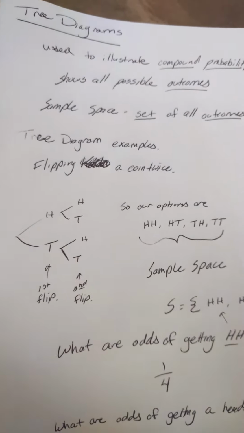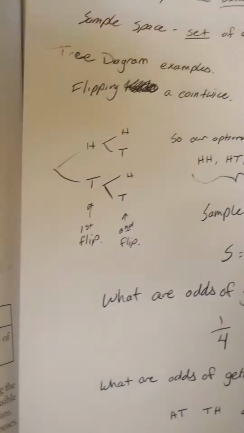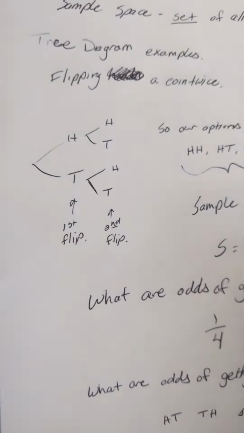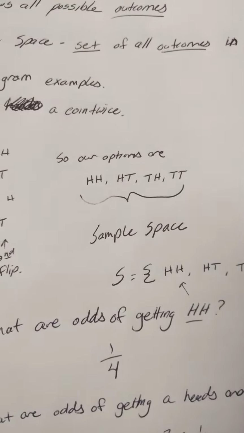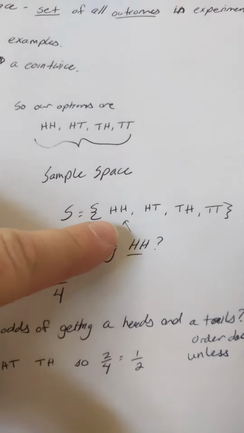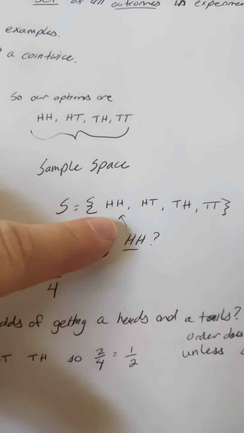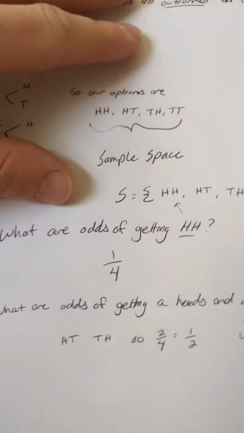We have a quick description here, tree diagram examples. Flipping a coin twice. We have heads, tails on the first flip, heads, tails on the second flip. So our options are heads-heads, heads-tails, tails-heads, and tails-tails. Therefore, that's our sample space. Now, I want you to notice the sample space, S equals, and those brackets. All sample spaces need to be listed using those brackets to open and close your sample space.